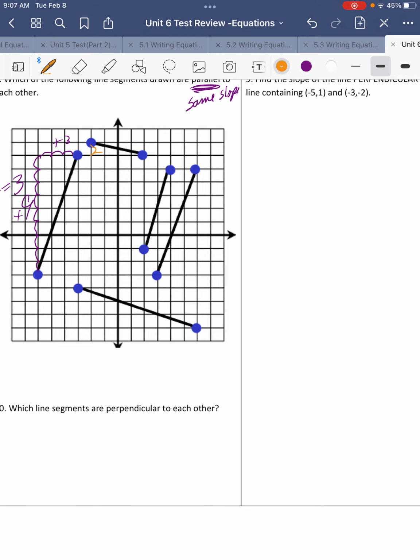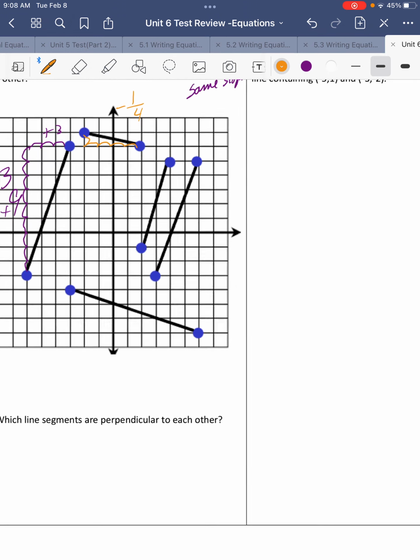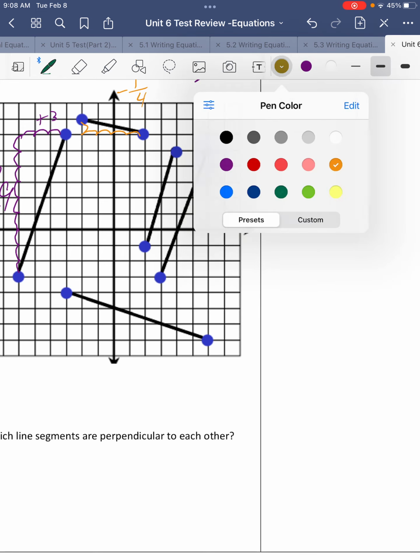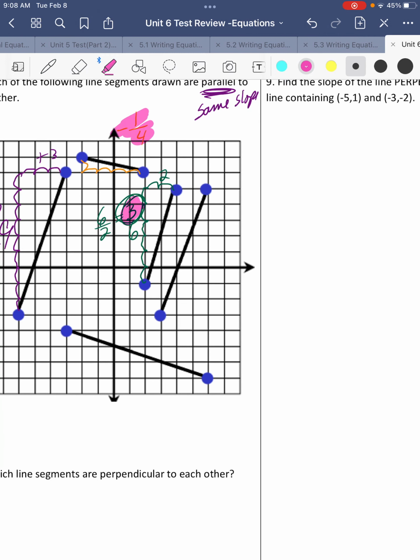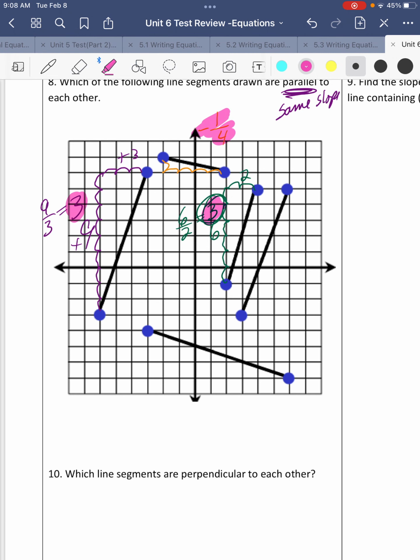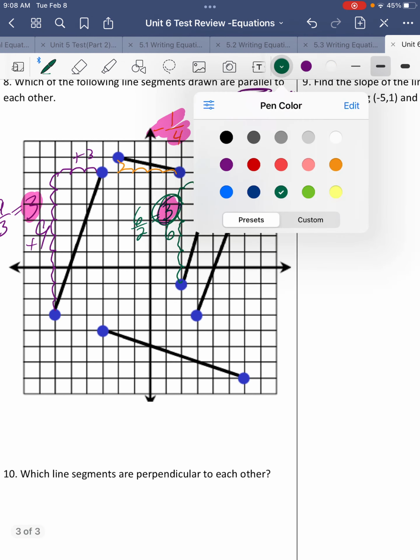So next one, we have down 1, right 1, 2, 3, 4. So down 1, right 4. That's going to be a -1/4 is your slope. My next one is up 1, 2, 3, 4, 5, 6. To the right 2, 6 over 2. 6 over 2 reduces to 3, so this is a slope of 3. So slope of 3, slope of negative 1/4, slope of 3.